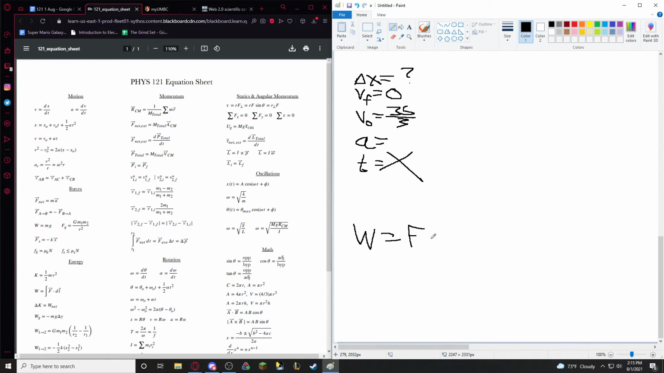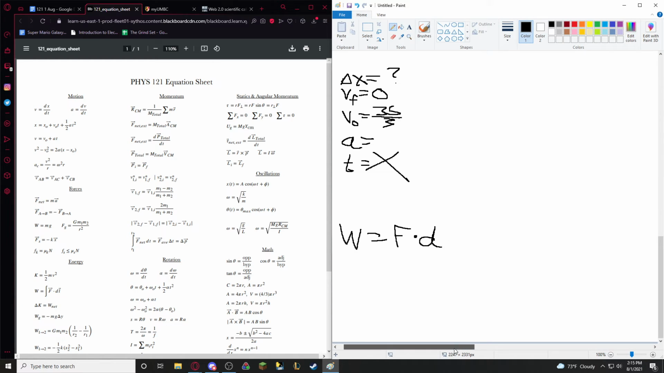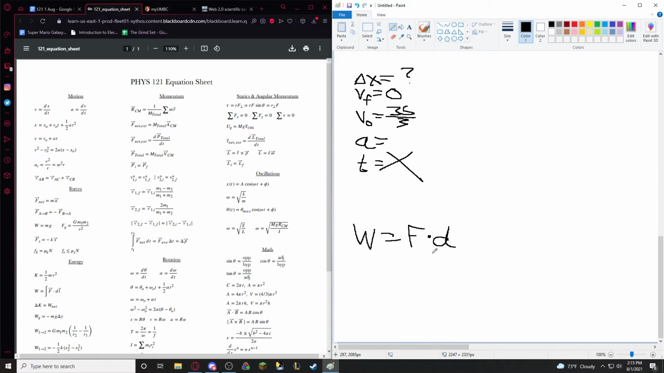So work equals force times distance. You don't know the distance. Wait, so I just got lost a little bit. So are we trying to calculate that acceleration at the exact point where they collide? So let's put it this way: there are two ways of approaching this problem.